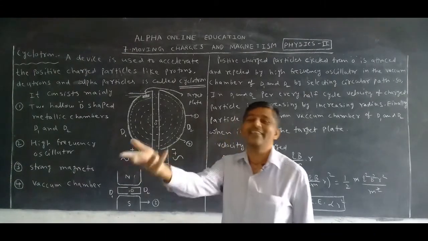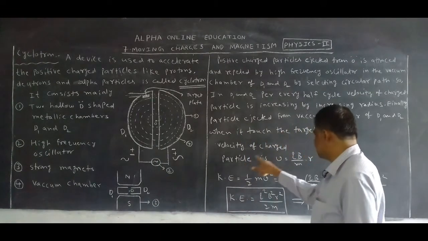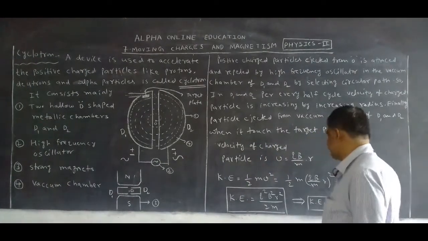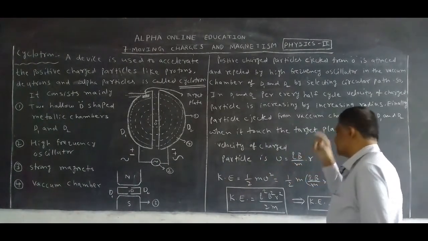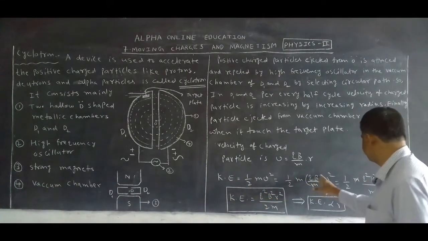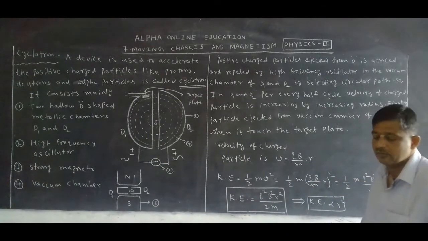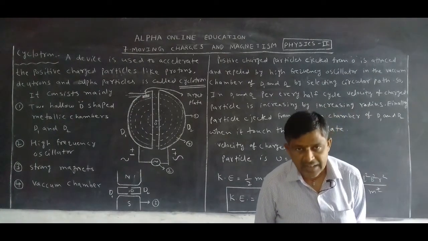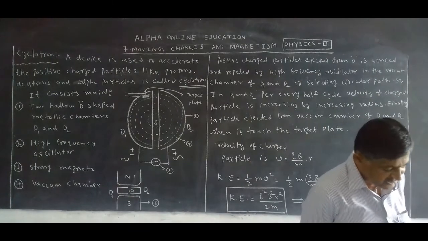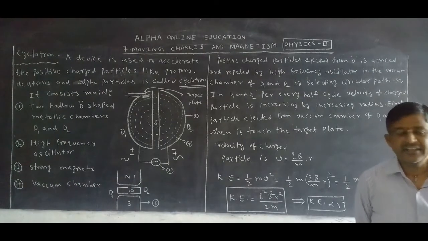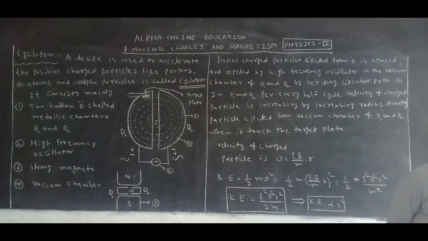Which energy? Kinetic energy. So for the velocity of a charged particle, we know the equation. When a charged particle enters a perpendicular magnetic field, what is that? V is equal to QB by M into R. We know the equation for kinetic energy, half mv square. Substitute V here and simplify them. Finally we get the kinetic energy of the charged particle in the cyclotron. And what is the equation for the kinetic energy of the charged particle in the cyclotron? Kinetic energy KE is equal to Q square B square R square by 2m.